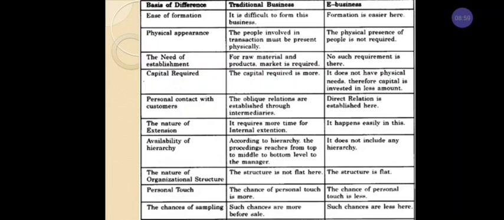And one more thing, we have location requirement. Traditional business requires a particular place to sell the product, but in e-business, no location is required because they deliver the products to the customer's address. And the last one is the cost of setting up, that means capital required. Traditional business requires more capital, and e-business requires less capital. These are the differences between e-business and traditional business.